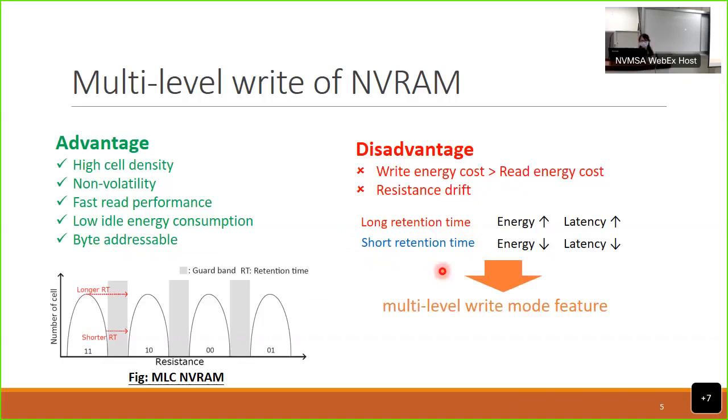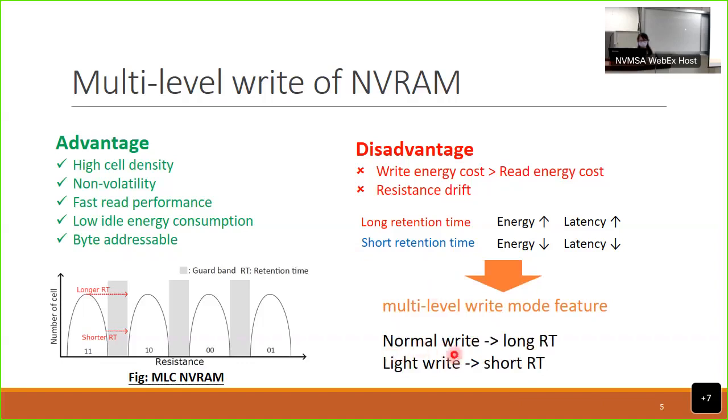So if we can predict the data lifetime, we can turn this disadvantage into a chance to provide a feature called the multi-level write mode. Why the multi-level write mode? In this work, we divide the writing mode into two modes.